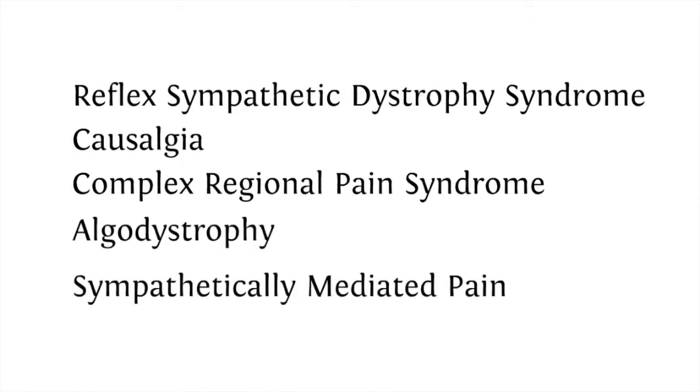is, there are a number of terms for it: reflex sympathetic dystrophy syndrome, causalgia, complex regional pain syndrome, algodystrophy, and sympathetically mediated pain. So these are all slightly overlapping syndromes that have pain and autonomic features in common, and some of them have preceding injuries, and some have closed, and some have open injuries, etc.